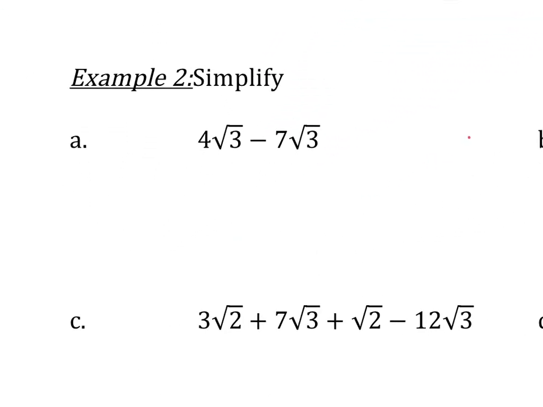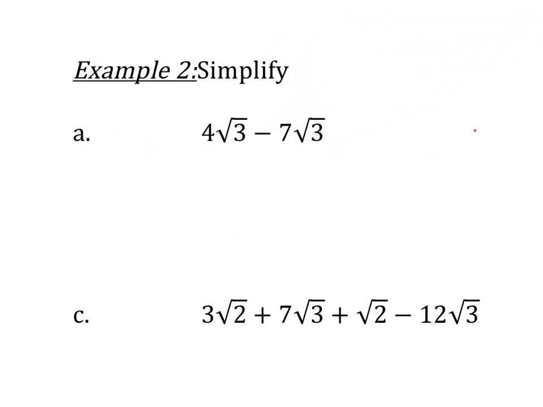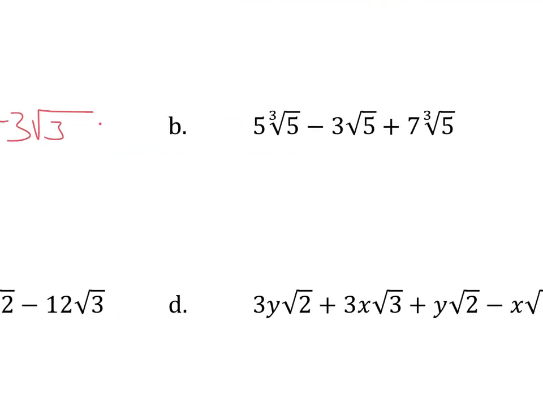So think of it kind of like a variable, or think of it as something we don't exactly know what it's worth, but we know here, for example, we got the square root of 3 and the square root of 3. They're both square root of 3. I have 4 of them, and we subtract 7 of them. Well, 4 minus 7 is negative 3. Negative 3 square roots of 3. So we can combine those because they're both the square root of 3.